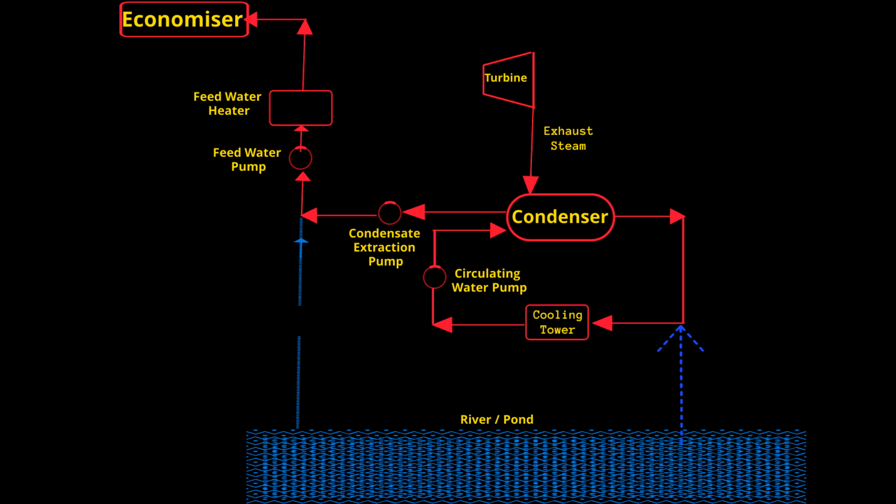For every complete cycle, there is loss of water because of steam conversion or evaporation. So this loss of working fluid should be made up by adding extra water from ponds or rivers via the water treatment plant. This is the complete third part.